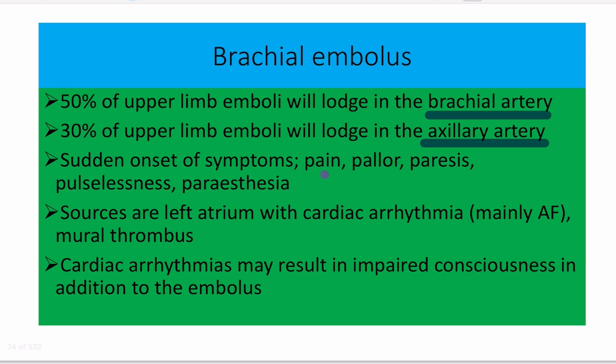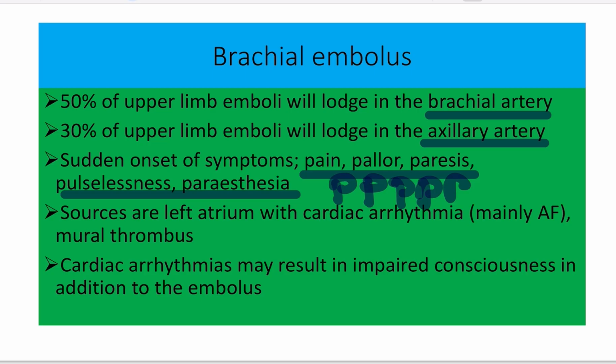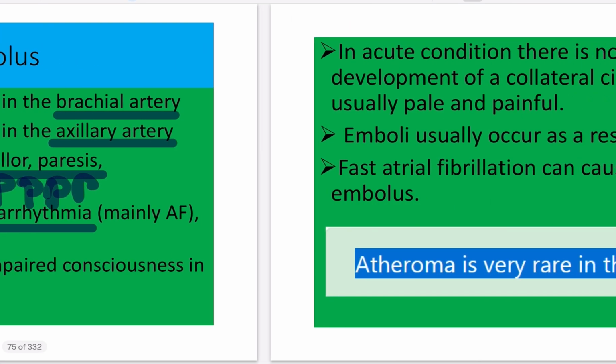There is sudden onset of symptoms such as the 5 Ps: pain, pallor, paresthesia, pulselessness, and paralysis, that is, paresis. The source is usually from the left atrium due to cardiac arrhythmia, mainly atrial fibrillation, or mural thrombus. The cardiac arrhythmia may result in impaired consciousness in addition to the embolus. So the patient has sudden fainting due to the cardiac arrhythmia.